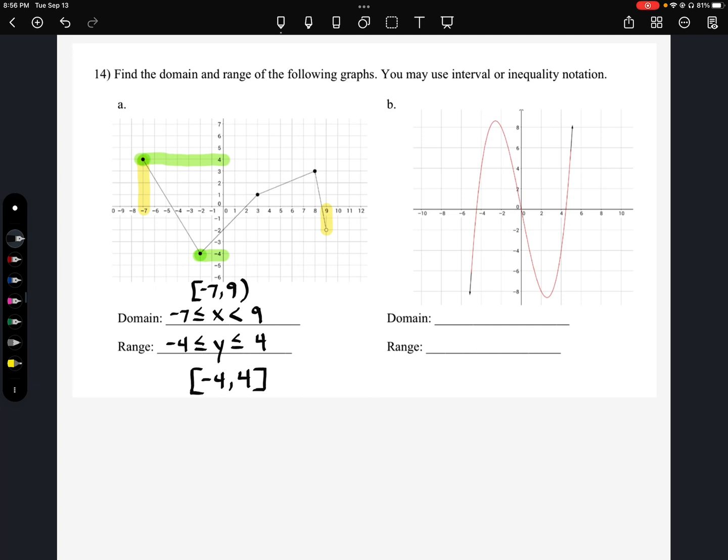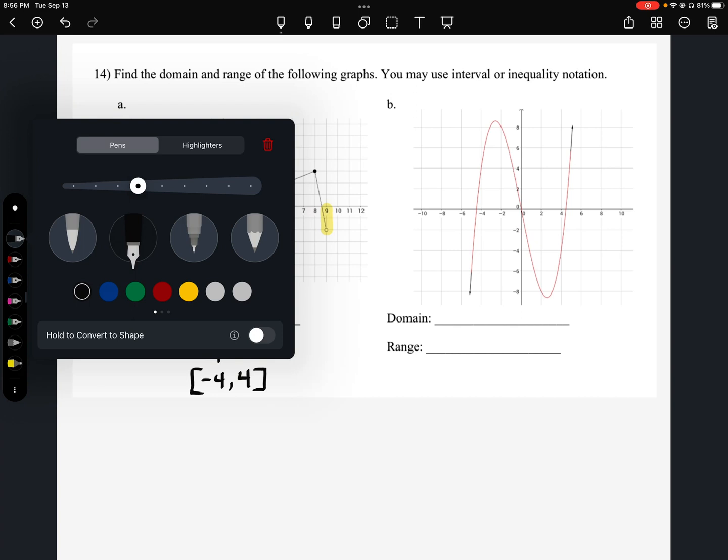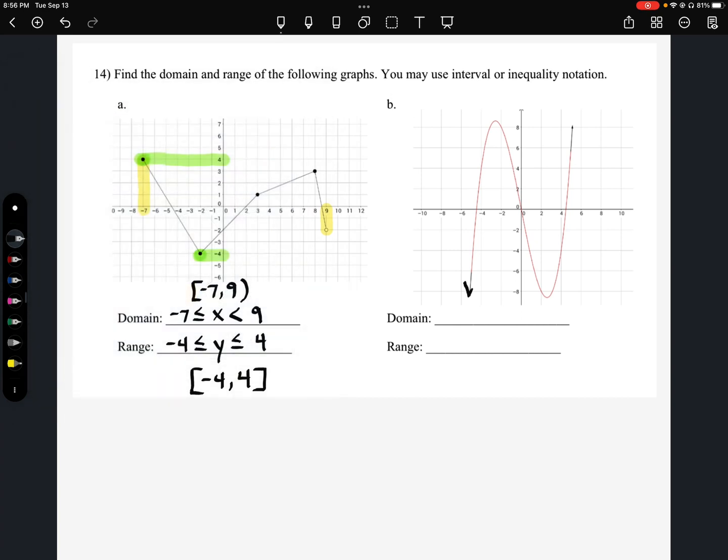Looking at letter B. Now letter B, it might be hard for some of you to see that this actually has an arrow on both sides pointing up and down. So when our function has arrows like that, that means not only does it look like it's going down, but it's also going to the left forever. So we know that over here we're going to be -infinity. The right side is going to go forever too, which would be +infinity.